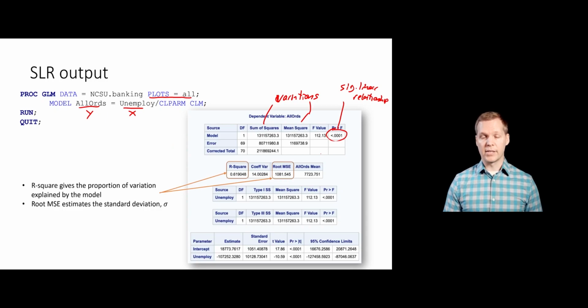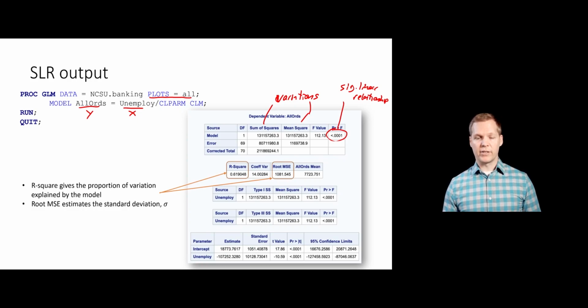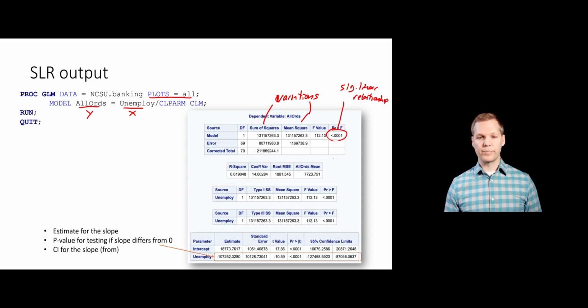There's some other things that we commonly look at down in the next table. So R square gives us what we would refer to as a proportion of variation explained by the model. So here we would say that 62% of the variation in the all ORDS response variable is explained by the linear relationship with unemployment. So that's pretty good. We're able to explain 62% of the variation in our response. And then root MSE is going to be an estimate of how variable our population is. So that's useful to have too.